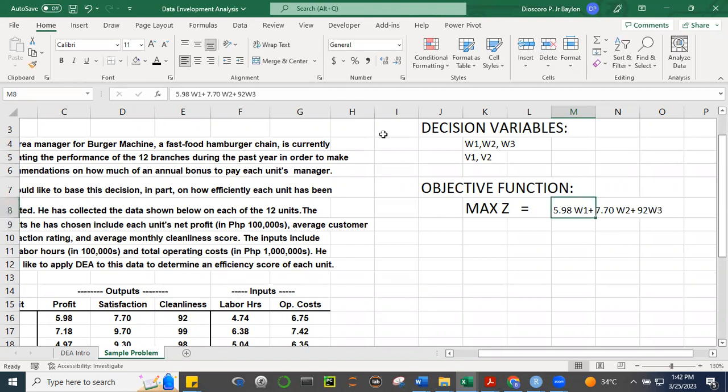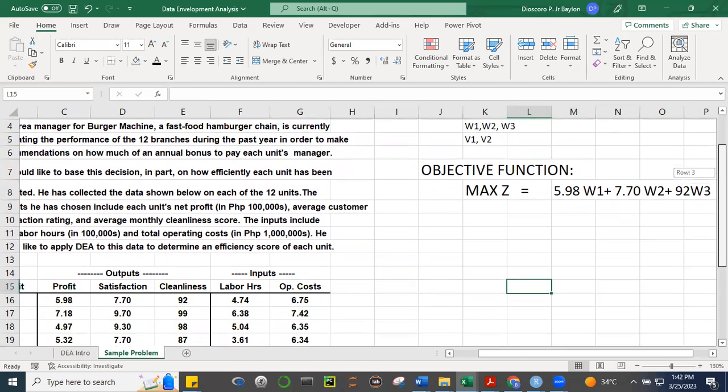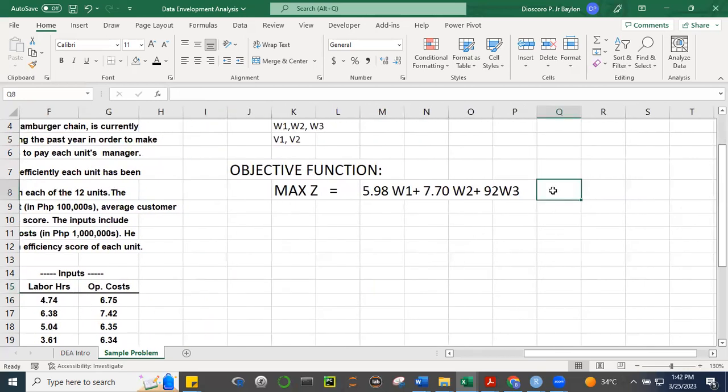Okay, so this is our equation. For unit number 1, the objective function is to maximize 5.98 times W1. This is the profit value for unit number 1. So you multiply 5.98 by the weight, and then 7.7 by the weight, and then 92 times the weight. Okay? Right? So this is the weighted output for unit 1.